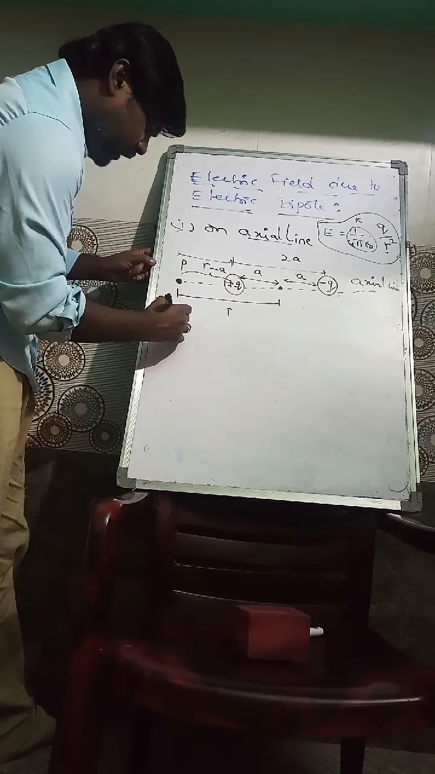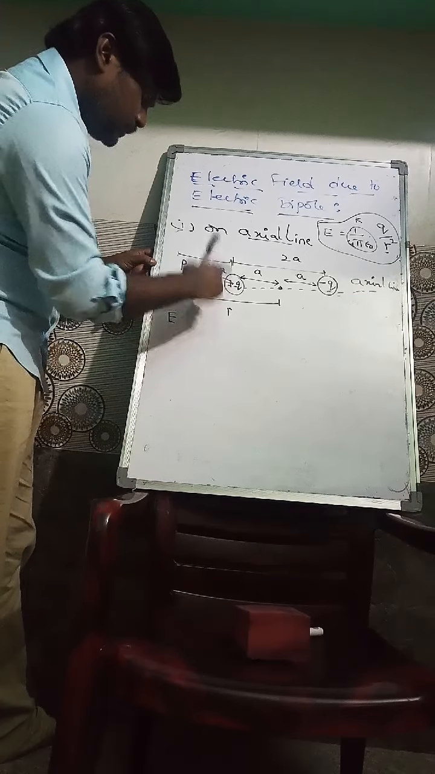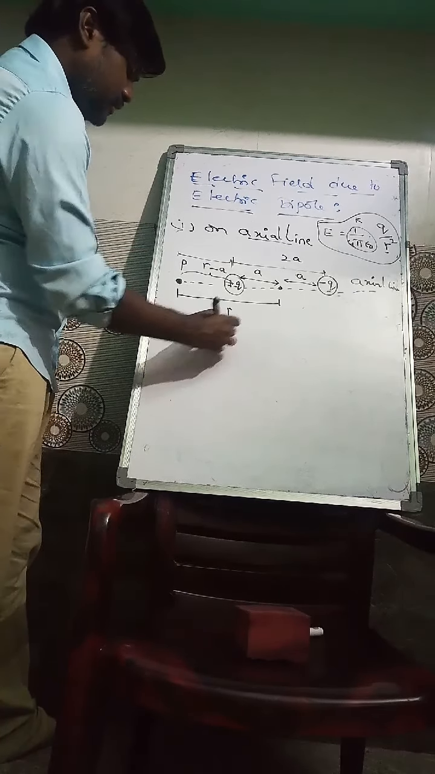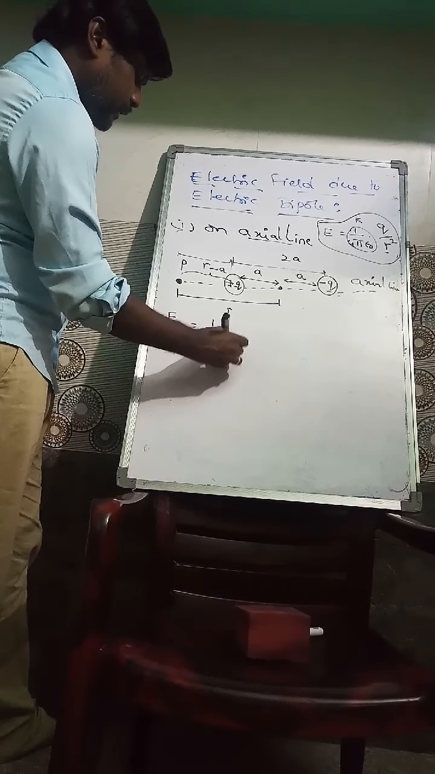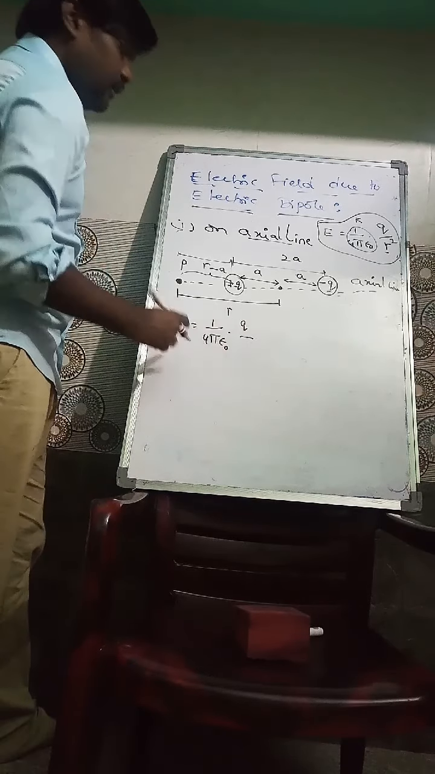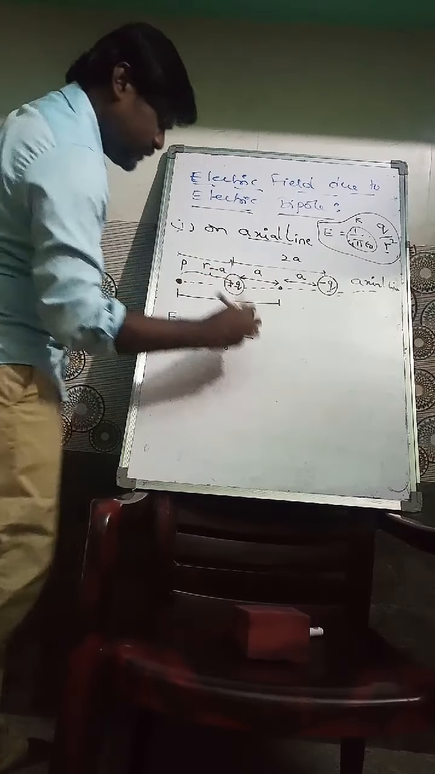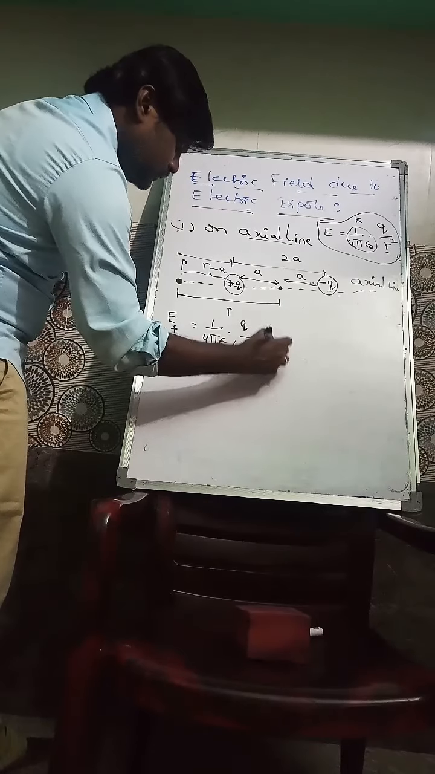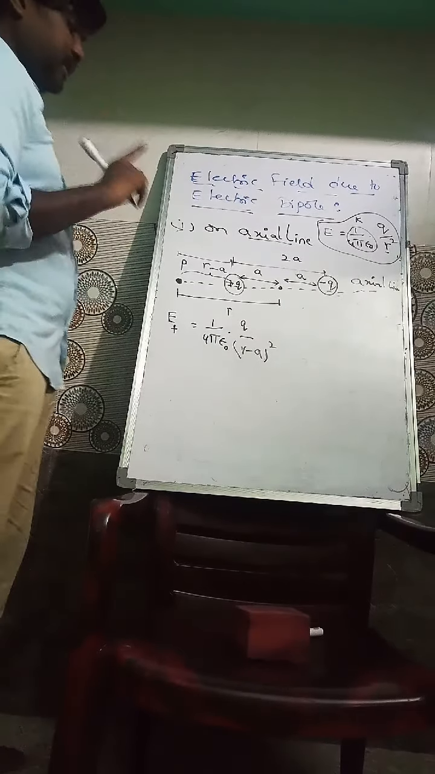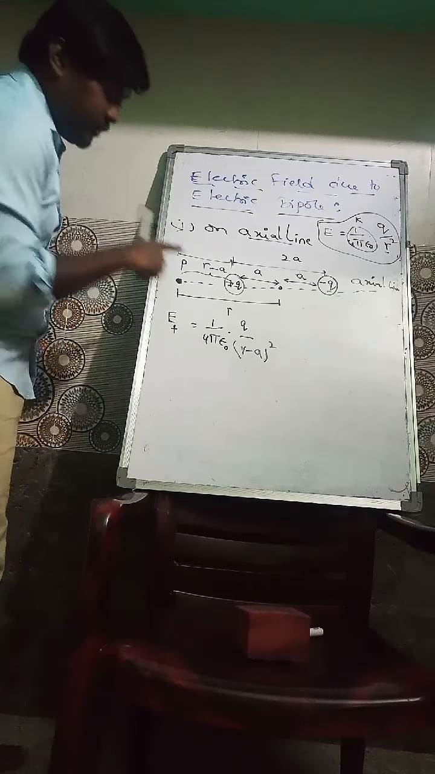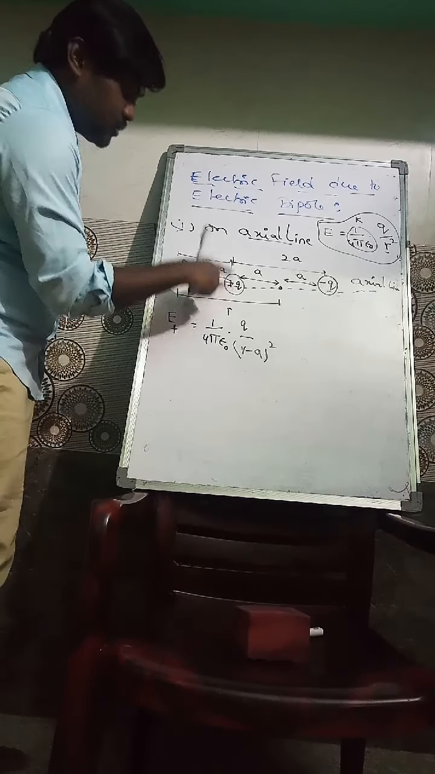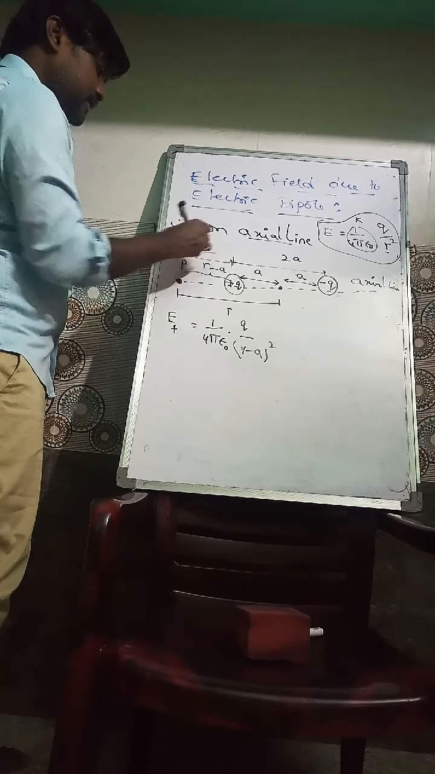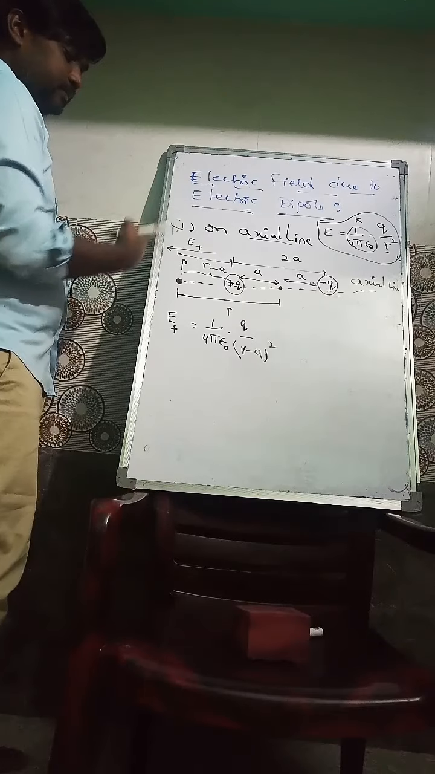Now here we are going to find the electric field due to the positive charge. This is called E plus. The formula is 1 by 4 pi epsilon naught, q by r square. Here r square means the distance, so the distance is (r minus a) whole square. The direction is also important. We know that the direction of electric field from the positive charge is away from the charge. This is E plus.